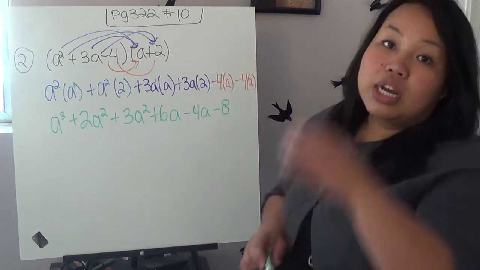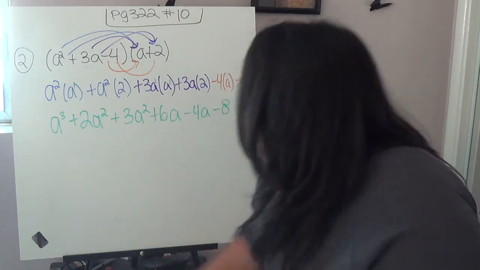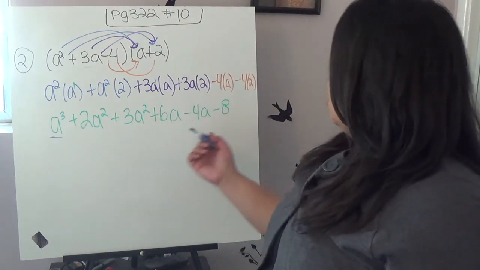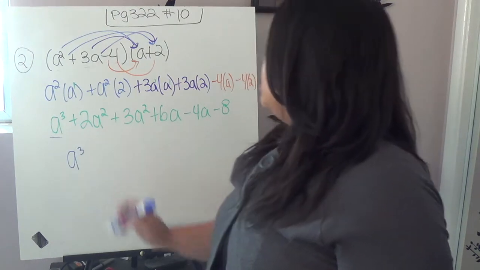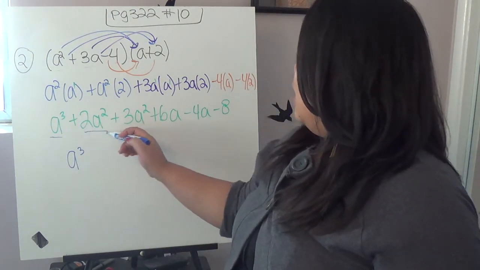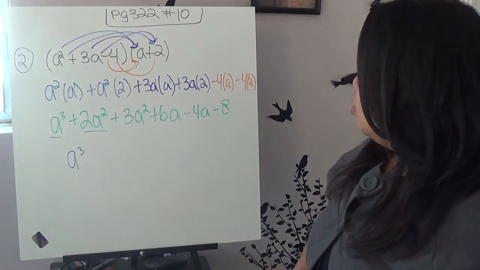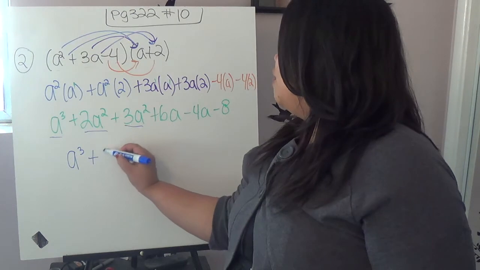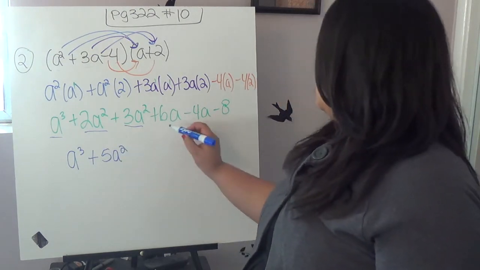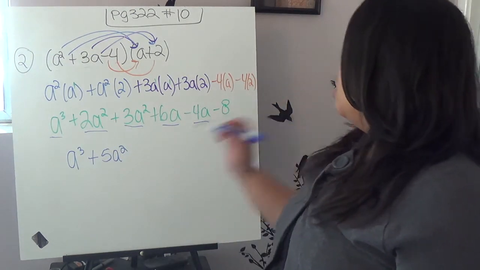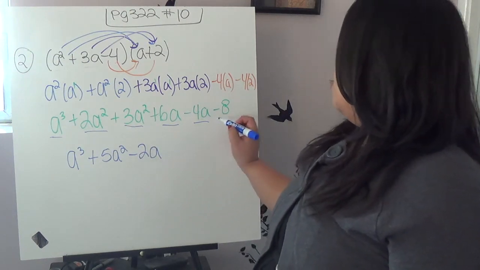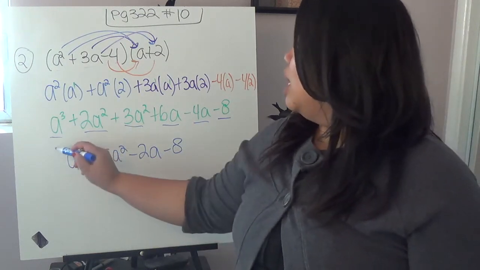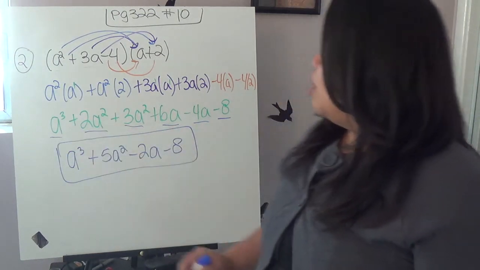So from here, I'm going to combine like terms. The first one is a cubed. Do I have any more a cubed? It doesn't look like it, so I'm going to bring that down as a cubed. The next one is a squared. I have right here 2a squared plus 3a squared gives me 5a squared, positive 5a squared. And then this is 6a minus 4a gives me minus 2a. And then I have negative 8 left. So because these are not like terms and I can't simplify them anymore, this is my answer.